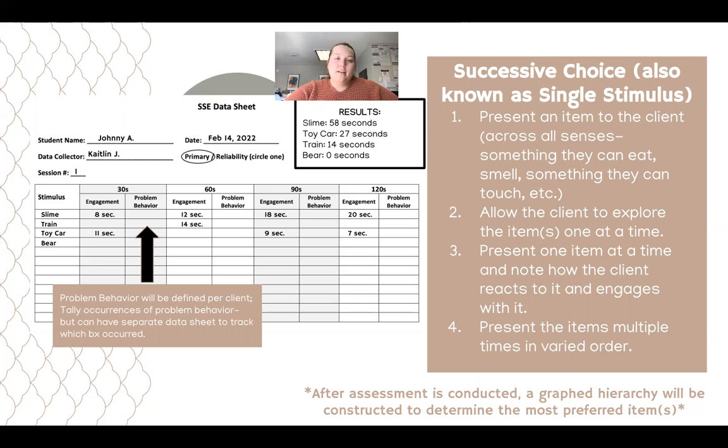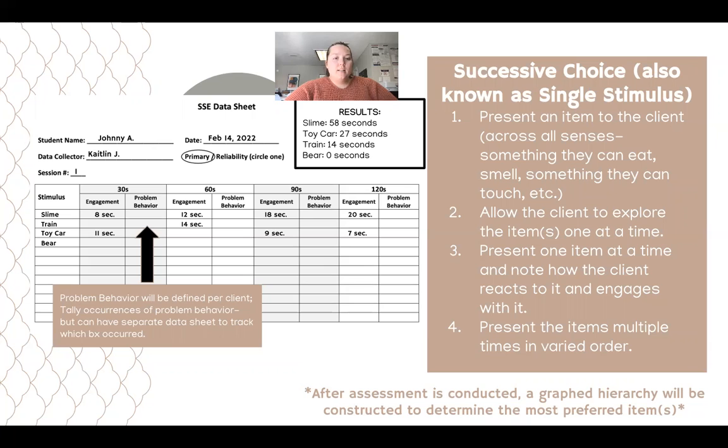Next, you're going to allow the client to explore the items one at a time. So before you formally sit down and conduct this, you're going to allow them to explore with the item. Maybe they've never played with bubbles before, so you're going to show them how to work it. Maybe it's a new type of puzzle with like locks and keys. You're going to show them how it works. Then you're going to remove those items and then go back to presenting the item one at a time and note how the client is reacting and engaging with that item. Then you're going to continue to present the items multiple times in a varied order.